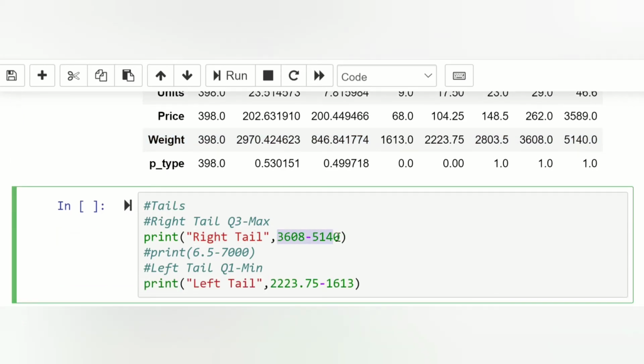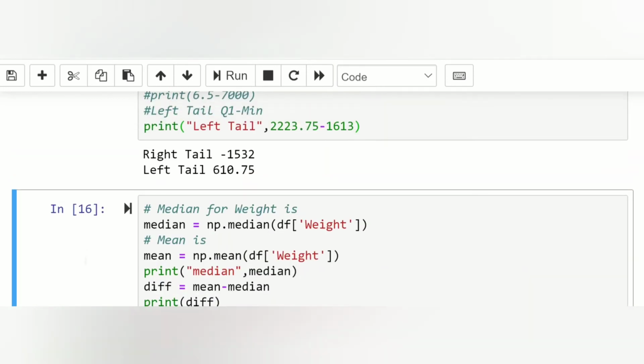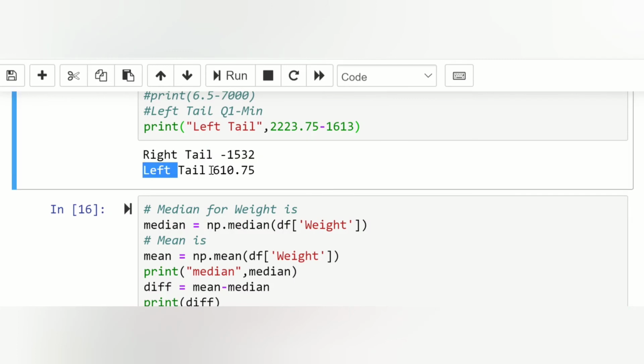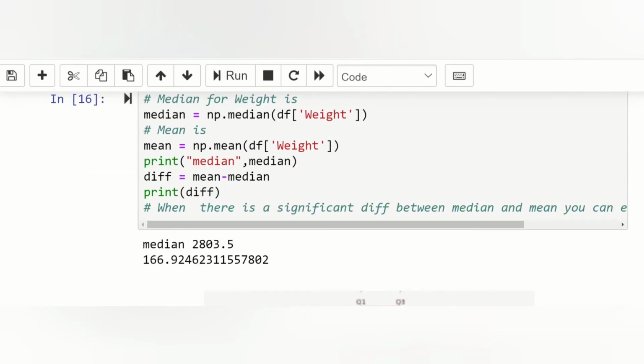I've just subtracted both of them, and let's see what the output is. So the right tail is this and the left tail is this. Now on seeing the results, we can say that because the right tail is not similar to the left tail, the right tail is quite elongated as compared to the left tail. So what we can say is that this distribution is a right skewed or a positively skewed distribution. So let's confirm this through our plot as well.